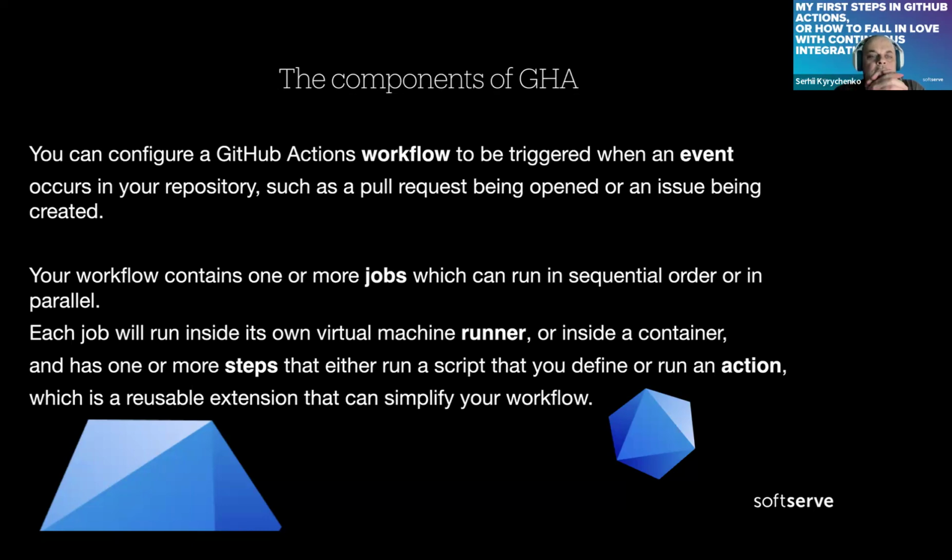A typical workflow contains one or more jobs which can run in a sequential order or in parallel. By default, jobs run in parallel, and you need to add certain settings to make sure that jobs run in sequential order. Each job will run inside its own virtual machine. It's called a runner, or inside a container, or you can have your own runners, right?